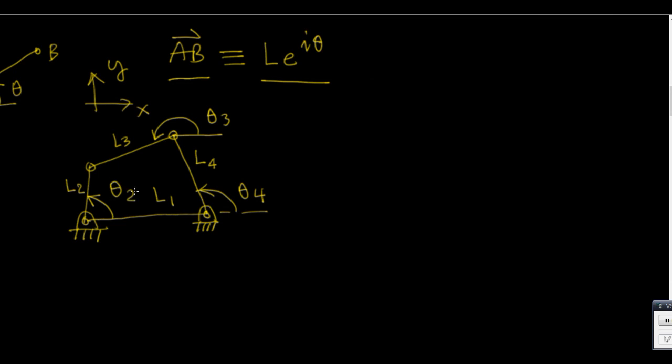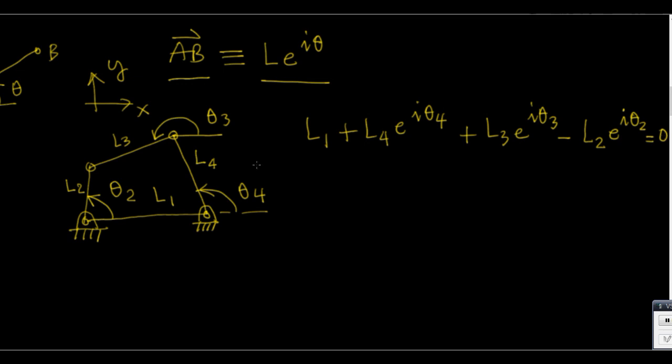Then the vector L1, a real number, that means a vector in the x direction, right? L1 plus L4 e to the power i theta 4 plus L3 e to the power i theta 3 minus L2 e to the power i theta 2. Let me clean it up. This is equal to 0. Okay, so now this is a vector equation.